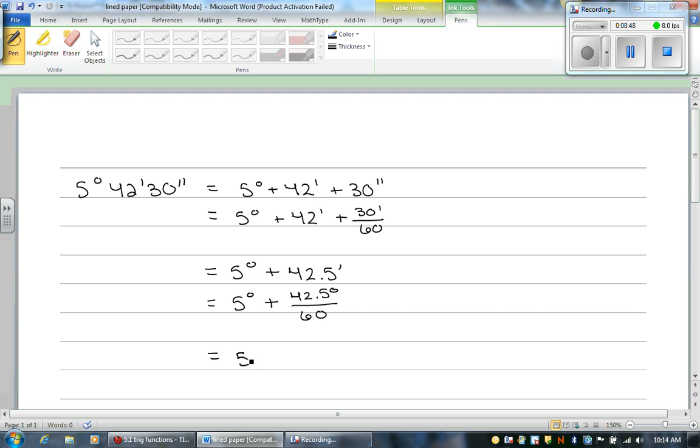So what this gives me is 5 degrees plus this is about 0.71. So what I have is 5.71 degrees. Okay, so you start with the seconds divided by 60, then add that onto your minutes, divide that by 60, and add that onto your degrees.